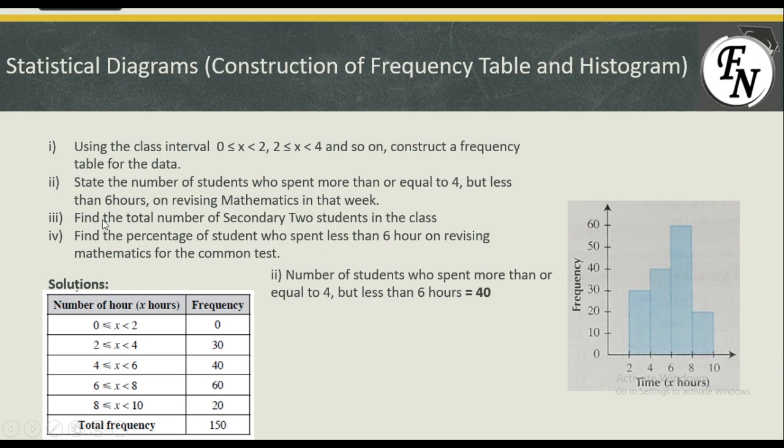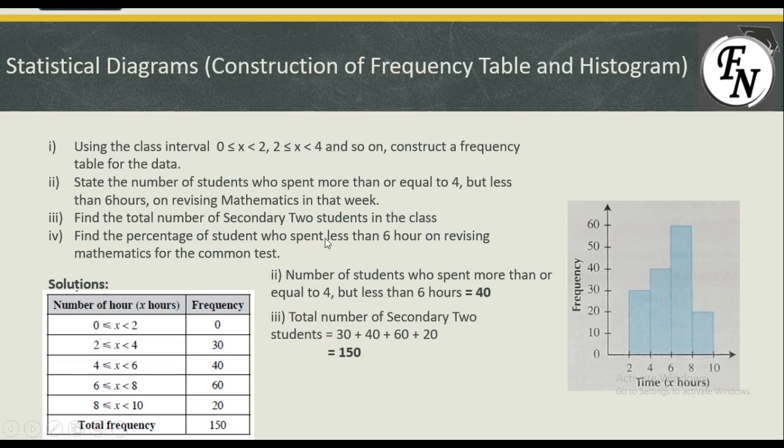After that, we have been asked to find the total number of secondary 2 students in the class. So these are the total number of students in the class. Adding them up, 150 is the total strength of the class. That is 30 plus 40 plus 60 plus 20, all added up to get 150.